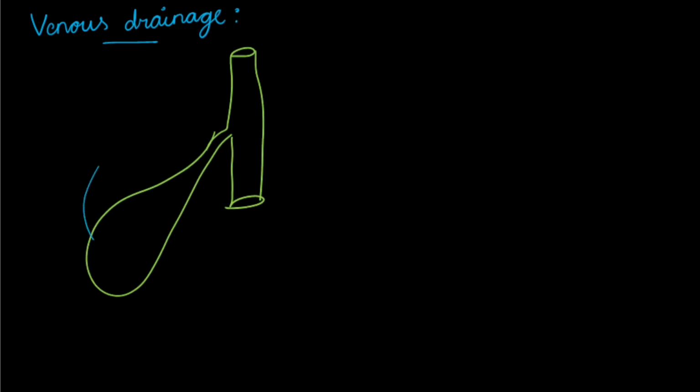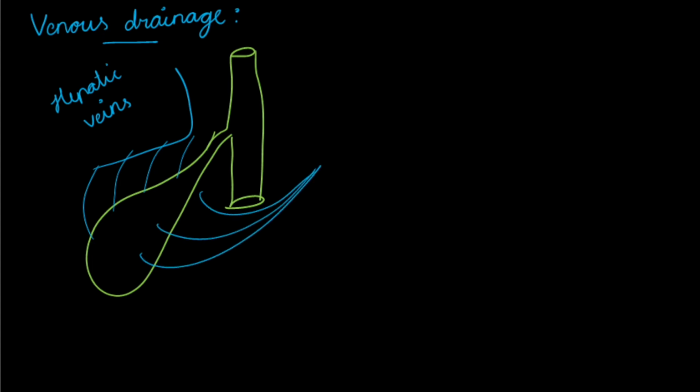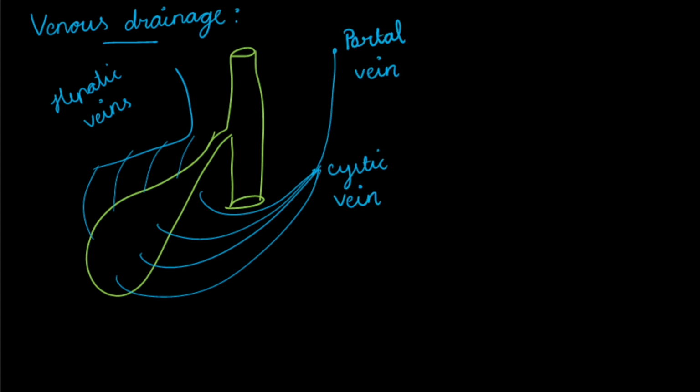Here the superior surface of the gallbladder gets drained into the tributaries of hepatic veins. Then the rest of the gallbladder gets drained into the cystic vein, which drains into the portal vein. So this is the venous drainage. Mainly the hepatic vein and portal vein form the major drainage.